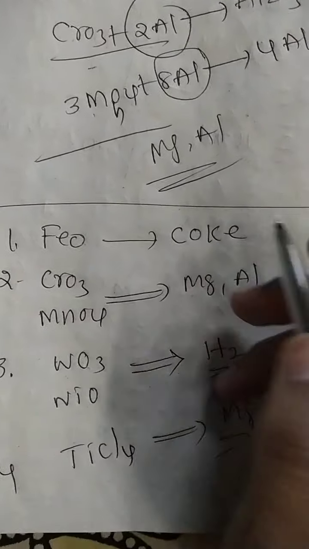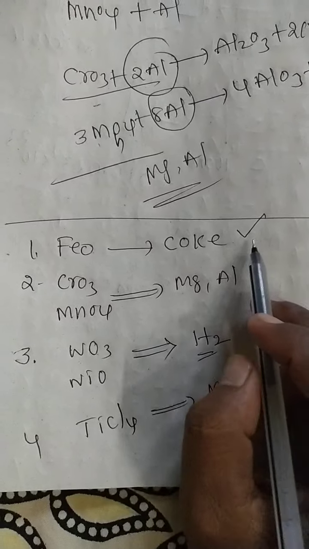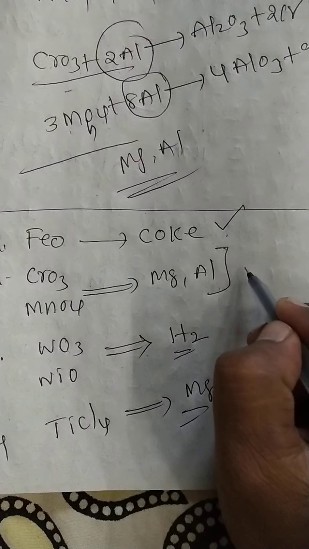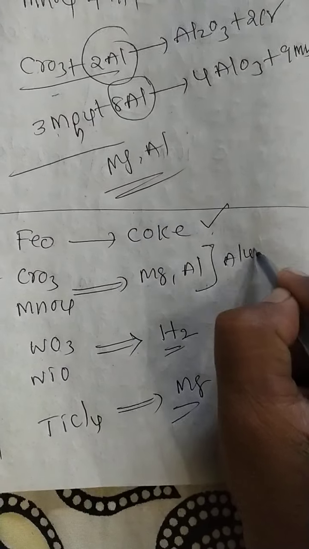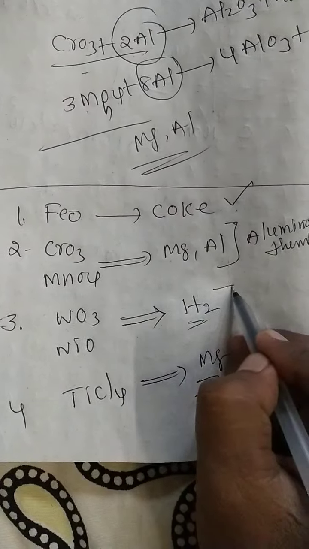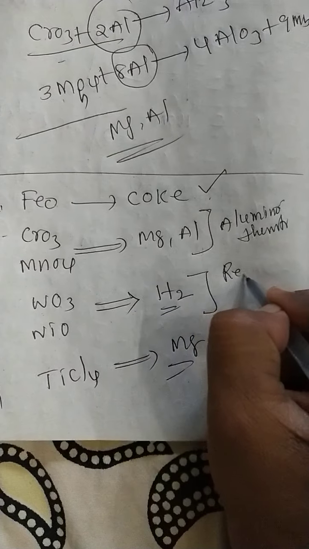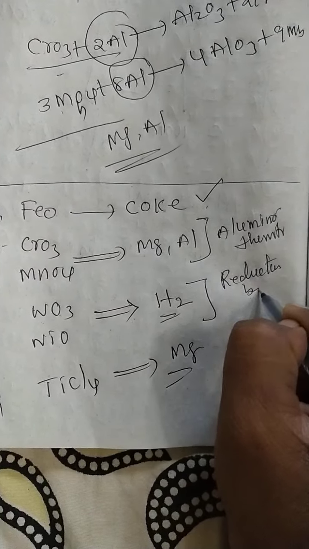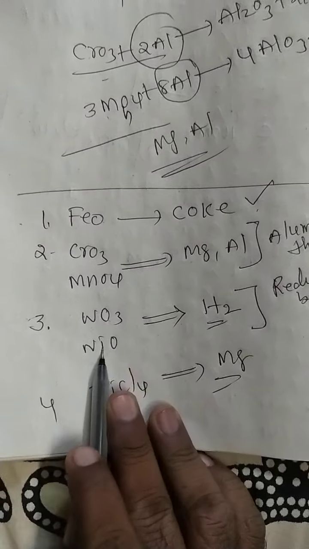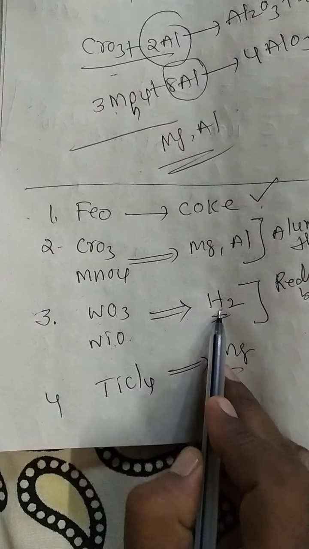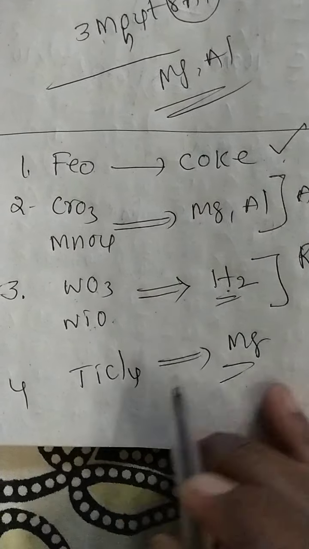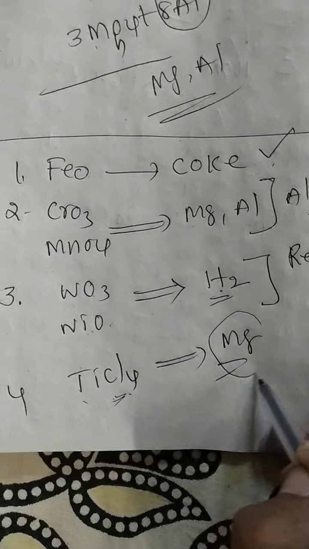Listen carefully. This is generally what you observe in the blast furnace. This is the aluminothermite process. This one is reduction by hydrogen. Where is hydrogen used? If tungsten oxide or nickel oxide is there, hydrogen is used to remove the oxygen. For titanium tetrachloride, magnesium is used.